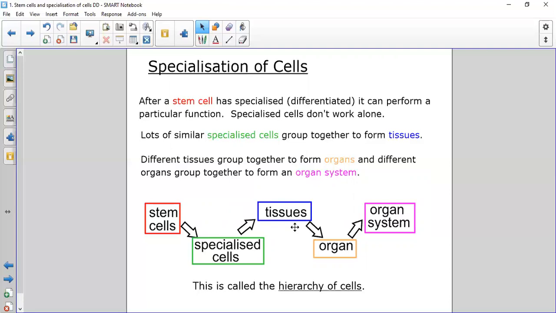Lots of tissues together make up an organ, and you've definitely heard of organs because you did that in S1. And organs together make an organ system. And again, these two things you definitely have come across before in first year. Now that diagram there, that's showing the hierarchy of cells. How stem cells turn into specialised cells, lots of specialised cells form tissue, lots of similar tissue forms an organ, and then different organs together form an organ system.